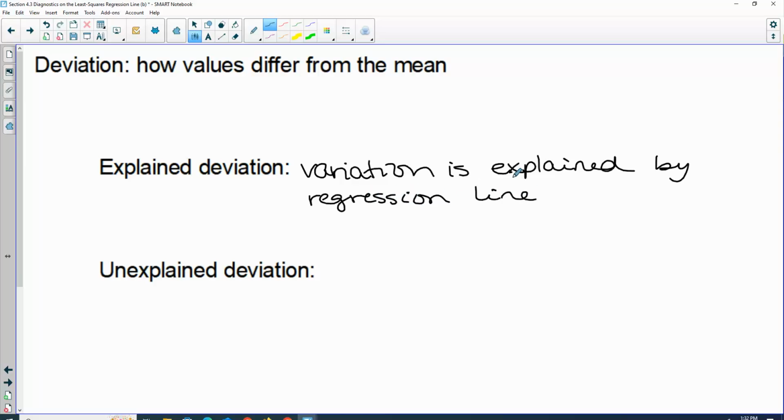If you're talking about a line, it's not surprising that different x values have different y values. We kind of expect that. That's explained variation. The y's are different just because they're at a different place on our line. Unexplained deviation is anything else. So something else that made these values vary.